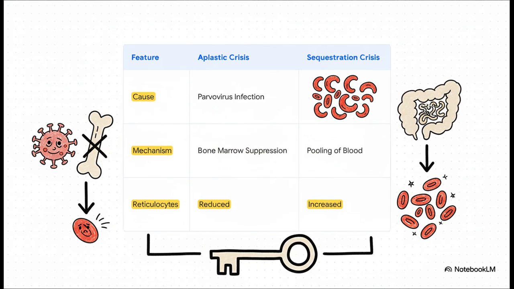This table right here holds one of the most important clinical pearls in this whole review. Seriously, the key to telling these two crises apart comes down to a single lab value, the reticulocyte count. Think of it this way. In an aplastic crisis, usually from parvovirus, the bone marrow factory literally shuts down, so your retic count is low. But in a sequestration crisis, where blood is getting trapped in the spleen, the bone marrow factory is working overtime to compensate, so your retic count is going to be high. That one test points you down the right path.